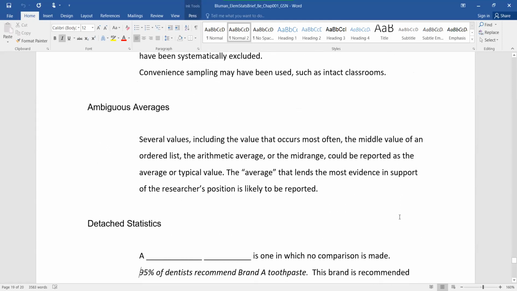So, ambiguous averages. Several values, including the value that occurs most often, the middle value of an ordered list, the arithmetic average, or the mid-range could be reported as the average or typical value. The average that lends the most evidence in support of the researcher's position is likely to be reported. So we know how to find an average. You add them all up, divide by however many you have, and that's the true average. But they could do something different, and maybe they find the range. So like if you had a poll from 1 to 100, then you're like, oh, well, the range was like 99. So that means they really like it. Or the mid-range, and you're trying to add the two and divide by 2, and you're like, well, that was a 56. That means they don't like it. So they're misusing some calculations to push their agenda left or right, or one way or the other. They're liars.